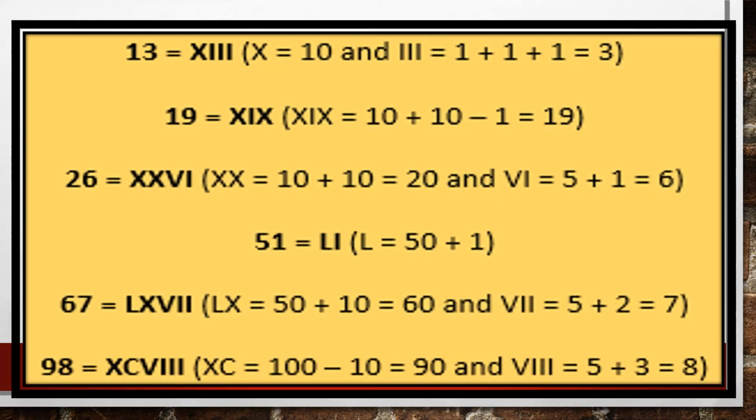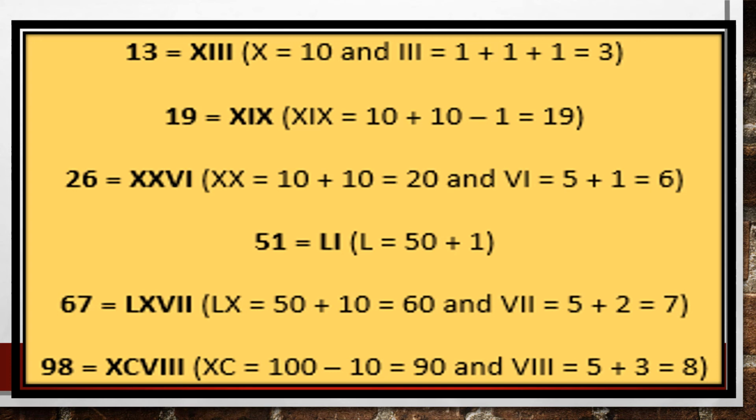You can see more examples. 13, children, how it is written. X means 10. Then 3, that is I repeated 3 times, so III means 3. So 10 plus 3 will be 13, as it is towards the right of the greater number. 19 also, children, like this only. X value is 10 and IX value is 9.